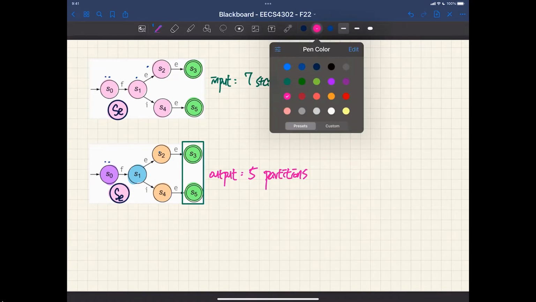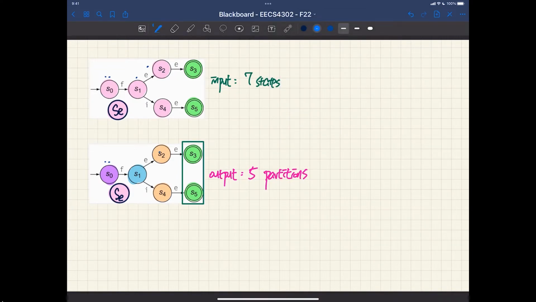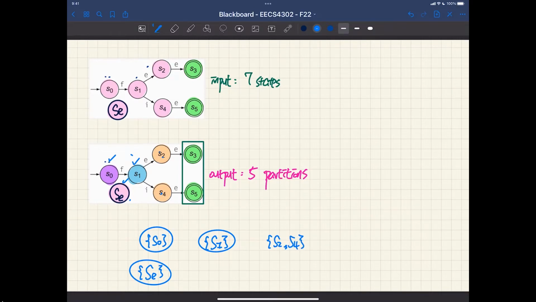Let me write down all the partitions first. We got S0 by itself, which will be a state. Also, SE, by itself. Also, we got S1 here, also by itself, like a subset state, basically. S2, S4 as a single state. S3, S5 as a single state.